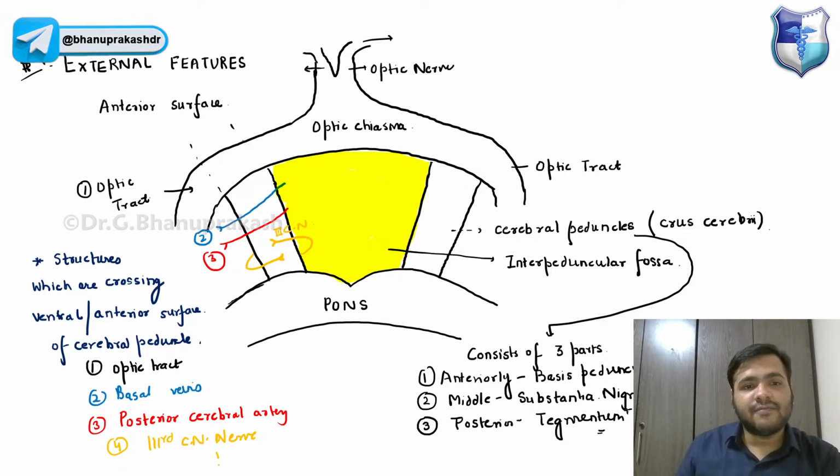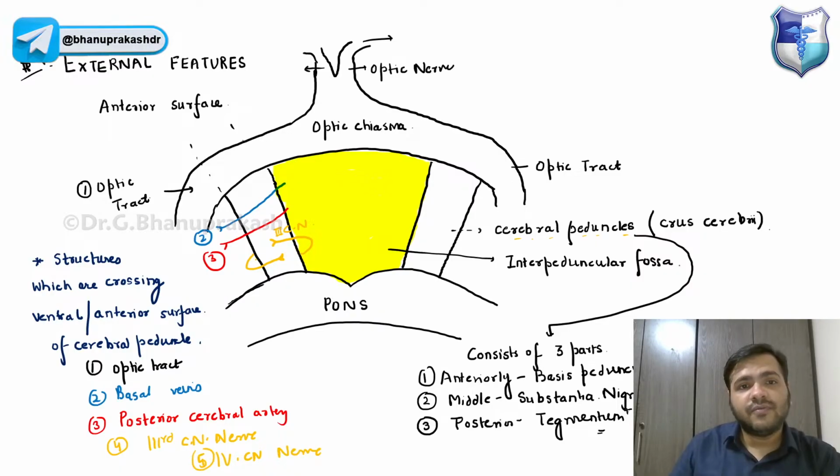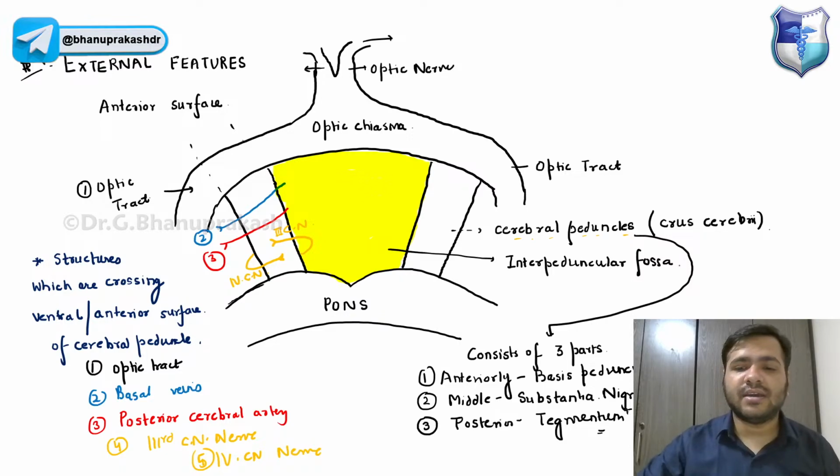Okay, so we have the fourth cranial nerve, which is also passing through the anterior part of this crus cerebri, or also called the cerebral peduncles. That is why we have the fourth cranial nerve. Can anyone tell me what is the name of the fourth cranial nerve, guys? I am waiting for your answers, guys. What is the name of this fourth cranial nerve?